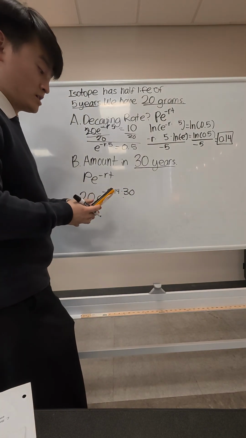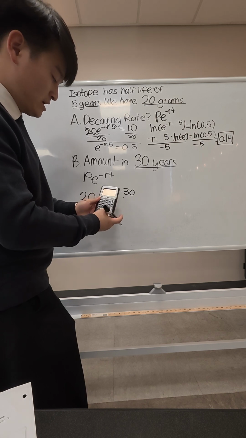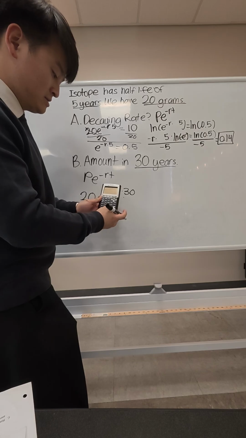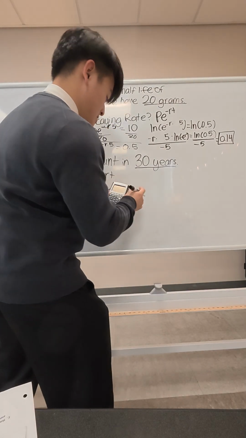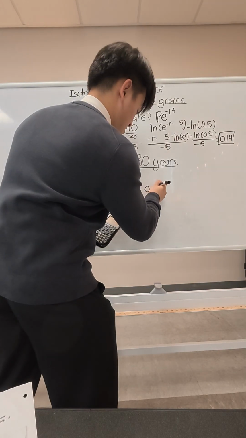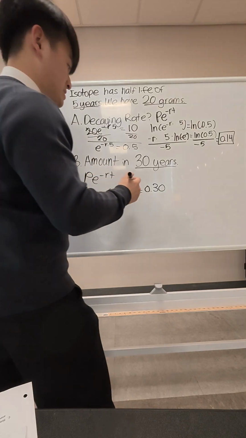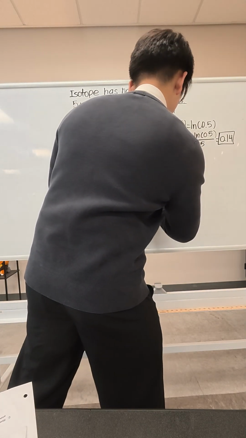Now, you just have to put it in your calculator. So you can put 20 times e to the power of negative 0.14 times 30. This leads us to our final answer, which we get 0.2999. I like to just round that, giving me 0.30. And it always helps to write grams, the unit. And that's our final answer.